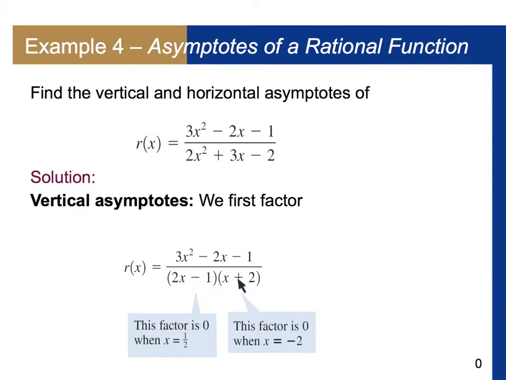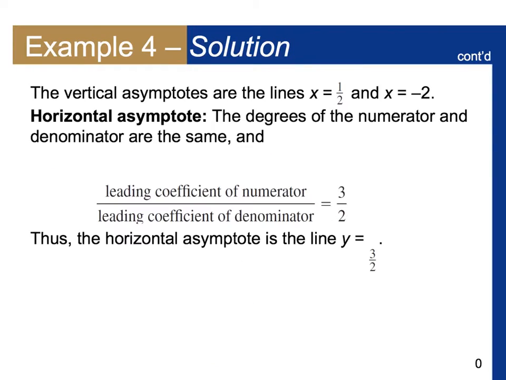We factor our denominator and see where it's equal to 0, and that gives us our vertical asymptotes. The graph can never exist there, and those are the values we exclude from our domain. So our domain is x is not equal to 1/2, and x is not equal to minus 2. The vertical asymptotes are x equals 1/2 and x equals minus 2. For the horizontal asymptote, the degrees of the numerator and denominator are the same, so that would just be 3/2, the line y equals 3/2. So we have a horizontal asymptote of y equals 1.5, and these vertical asymptotes.